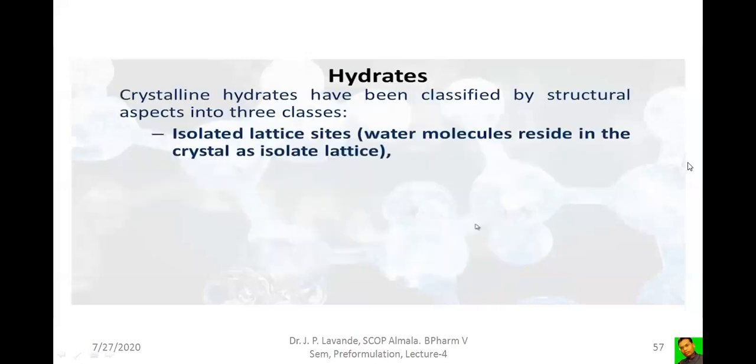Now, hydrates can be classified into different subclasses. The crystalline hydrates have been classified by the structural aspects into three lattice sites.